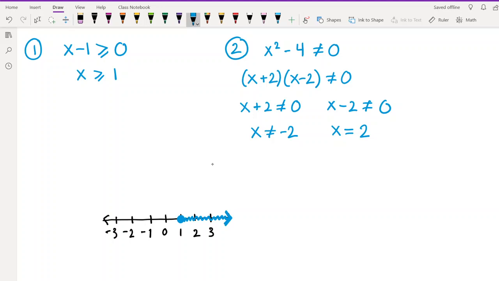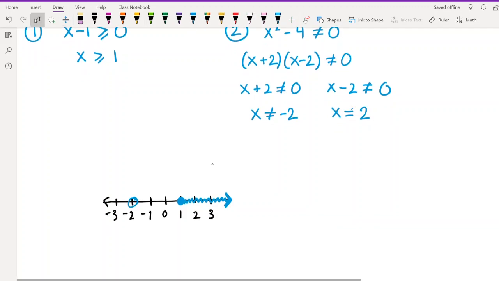Okay, so what does the second one tell us? Well, it tells us two things. It tells us that x cannot be equal to negative 2. And so that means that I'm going to put an open circle here. We'll see in a moment that I actually don't need that open circle, but I'm just going to put it there to emphasize it. And then we also see that x cannot be equal to 2. And so that means that we need to make sure that 2 is not included here. So I'm going to put an open circle on 2.